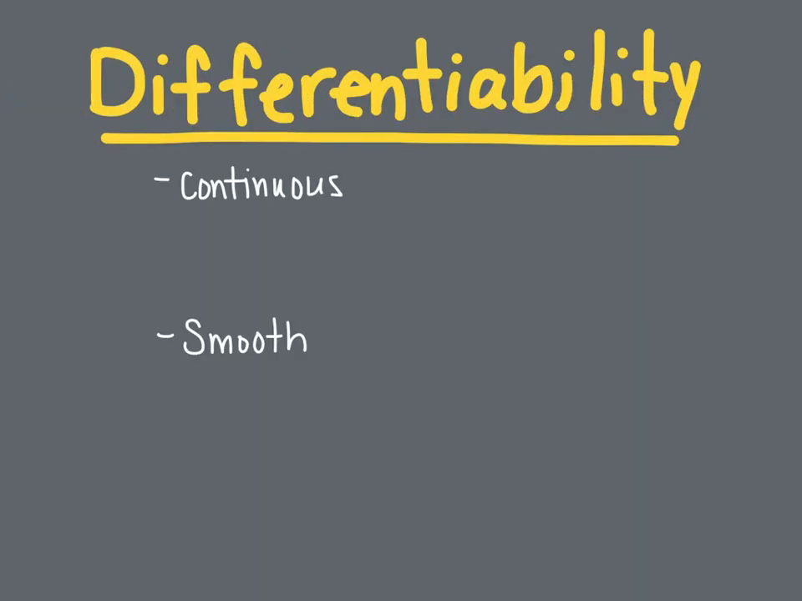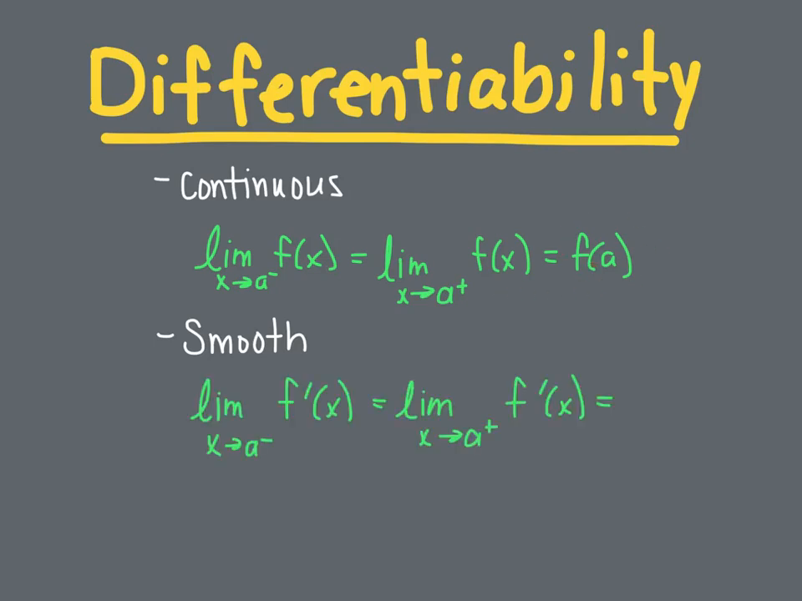A function is differentiable if it is continuous and smooth. Again, a function is continuous if the limit from the left-hand side equals the limit from the right-hand side, therefore equals the limit, which is the actual function value. A function is smooth if its derivative also has a limit.